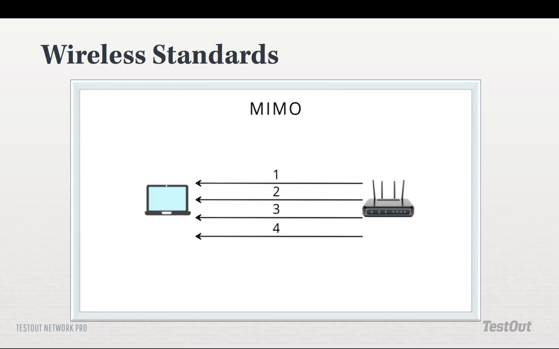So with multiple channels on your access point, you can configure some radios to transmit on different frequencies.